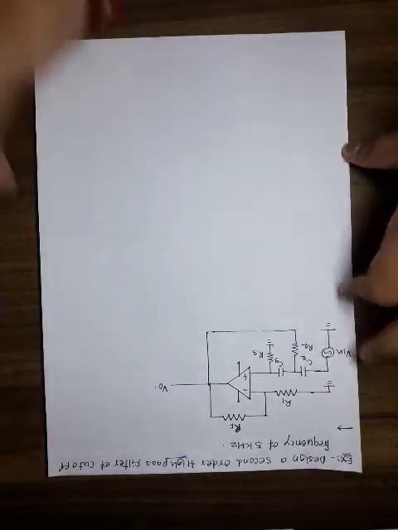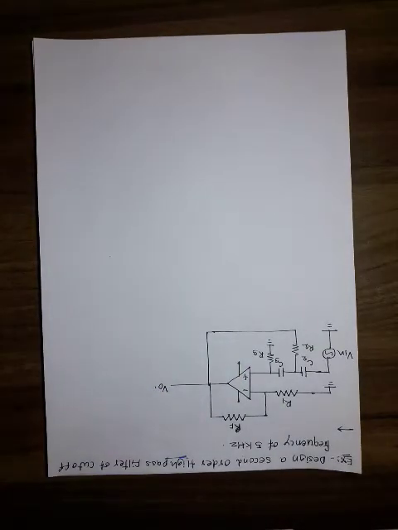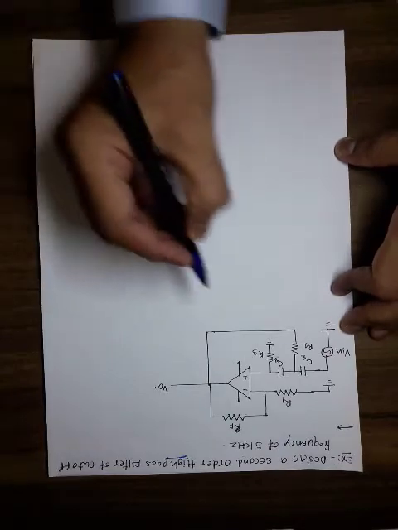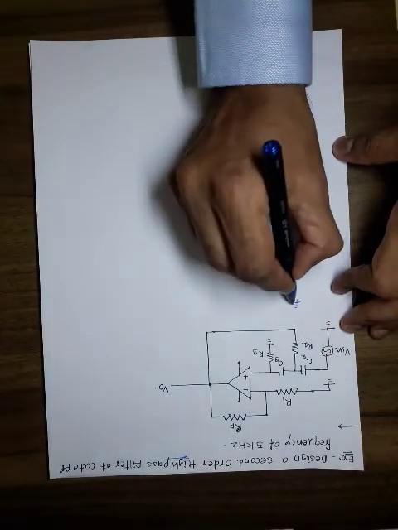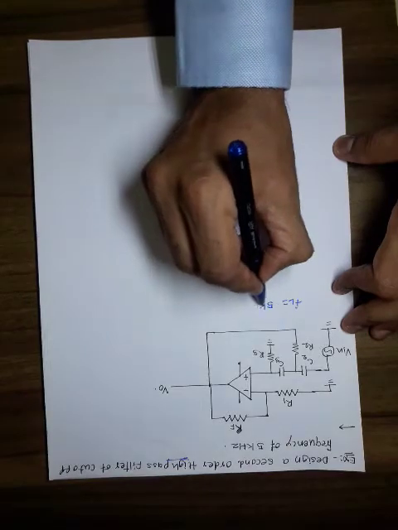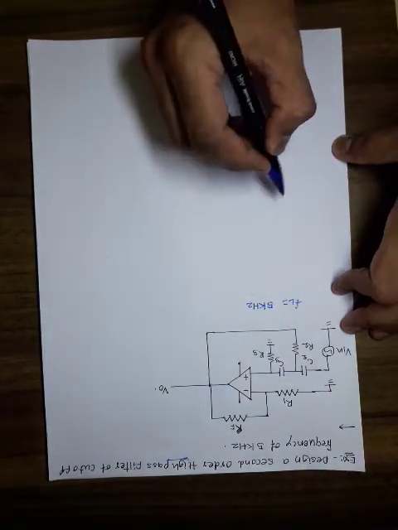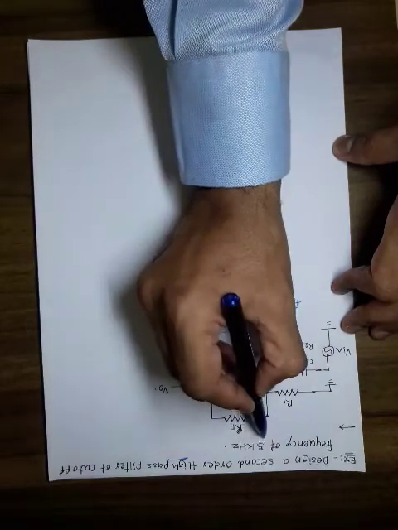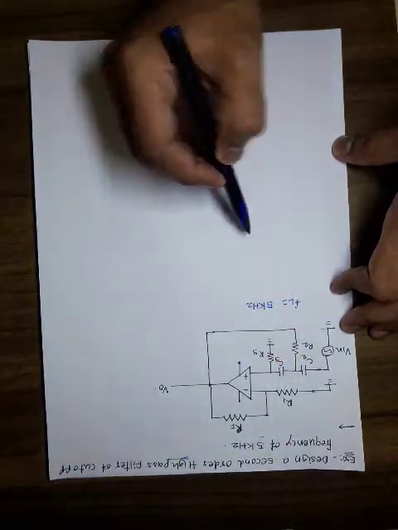Design a second order high pass filter at a cutoff frequency of 5 kHz. 5 kHz means this is the lower cutoff frequency, denoted by FL. FL equals 5 kHz. Our aim is to find the values of all these components for this lower cutoff frequency FL.